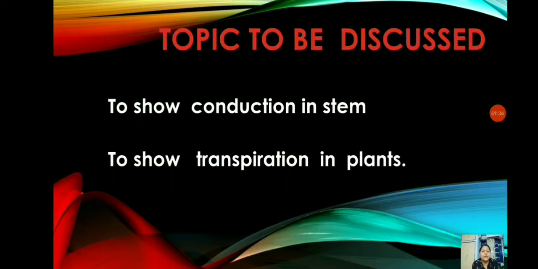So today we shall be discussing two very important activities. Number one, to show conduction in stem, and number two, to show transpiration. So today in this video we shall be covering these two topics. First is to show conduction in stem and second is to show transpiration in plants. So let's start.